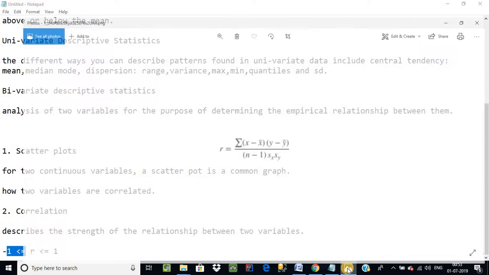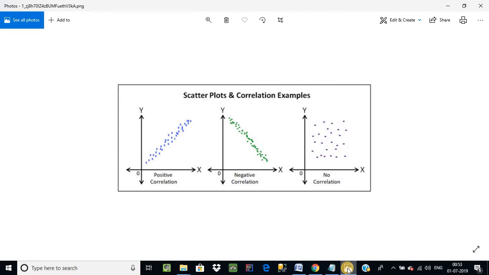I will show you some pictures that would help you to visualize this. This is a positive correlation, where r is greater than 0 but less than 1. This is negative correlation, where r is greater than minus 1 but less than 0. And no correlation means r equals 0; there is no particular relation between x and y. These are termed scatter plots because the points are scattered around.